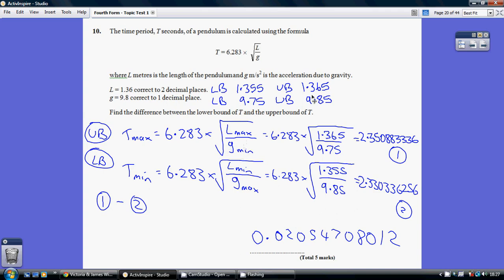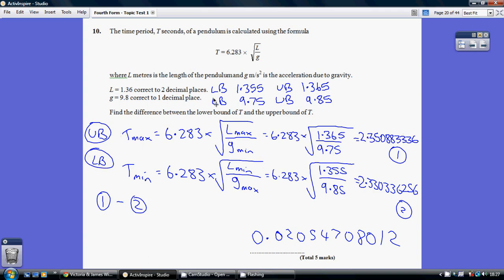Now I've worked out the various boundaries of L and G here. So to get it as big as possible, we want L to be as big as possible, 1.365, but G to be as small as possible, 9.75. So substituting that in and using our calculator, the biggest that t could be is this number here.